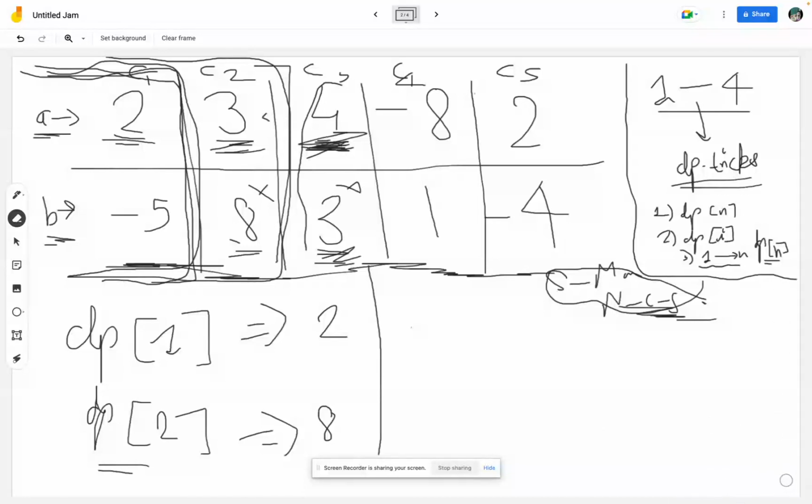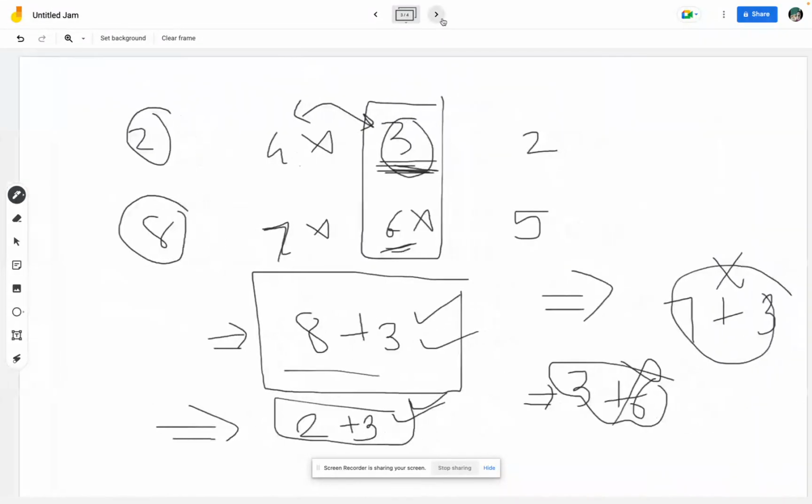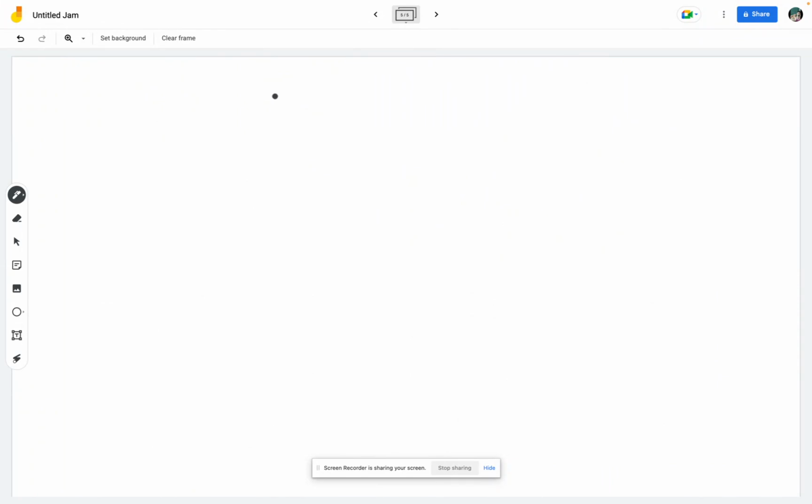So guys, let me explain. Let's talk about dp of 3. That's 8. Okay, no issues. Now guys, let's calculate dp of 4. I think we can write it in a formula method as well. So guys, we have to calculate dp of 4.